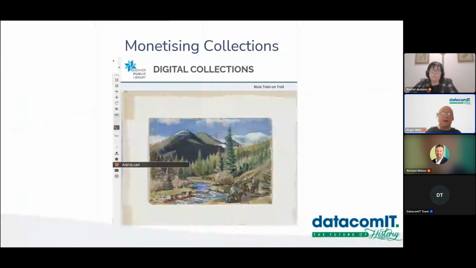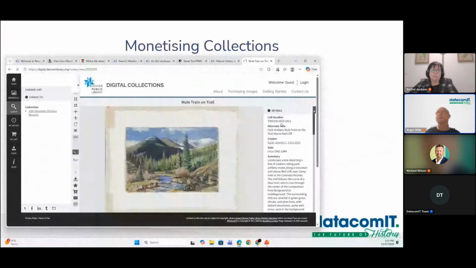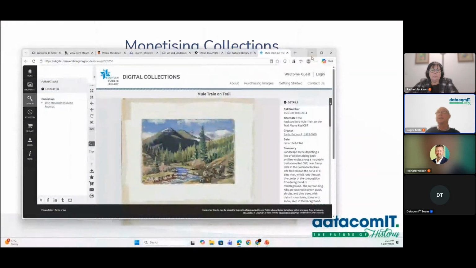Recollect also has the cart function. This is very useful particularly for organizations that may want to sell prints of artworks. Here we have the Denver Public Library. Of course, Recollect's not only in Australia and New Zealand, but in the last couple of years has branched out into the United States.